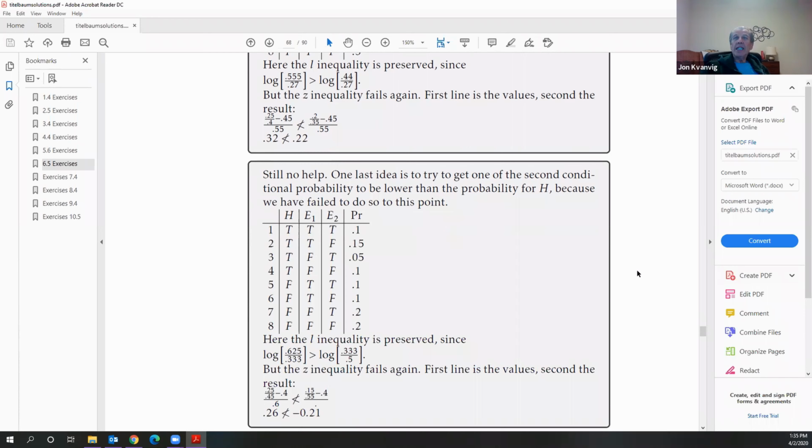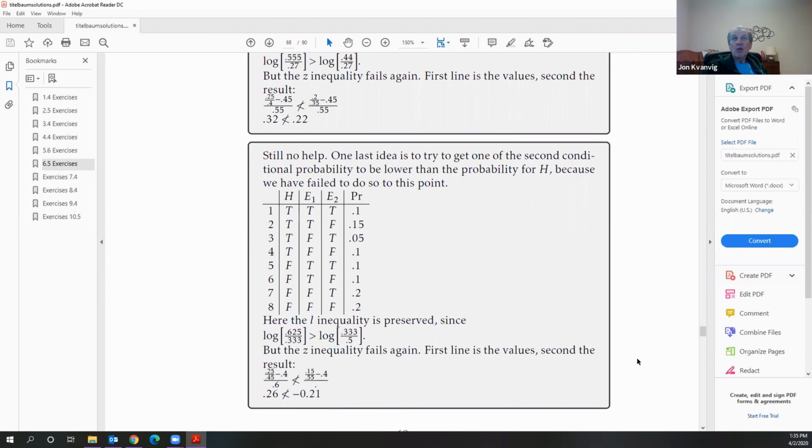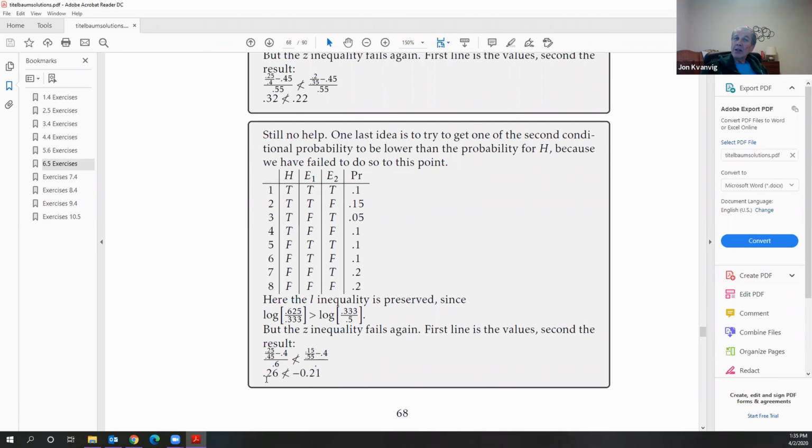One last idea is to try to get one of the second conditional probabilities to be lower than the probability for H, because we haven't done that yet. So try one more time, and one more time we get a failure. And this time we have a more interesting failure, because now on the one side, we get a positive number with the Z measure, and on the other side, we end up with a negative one.